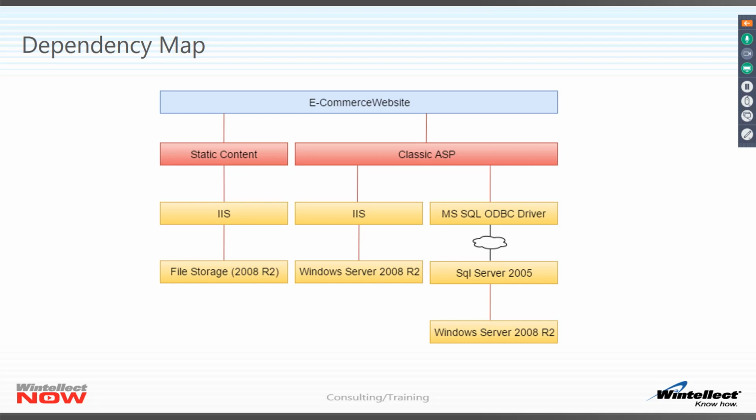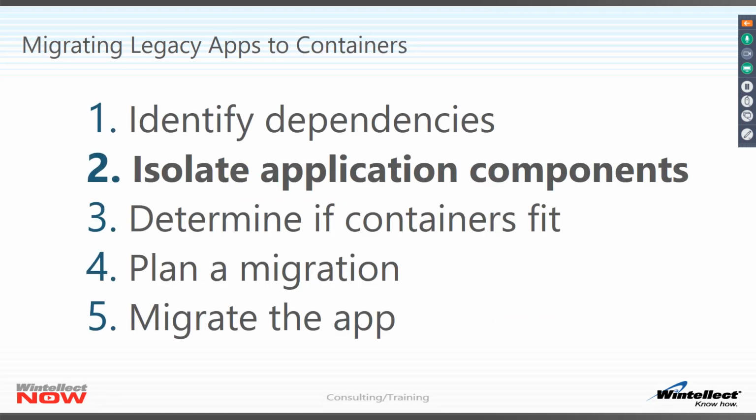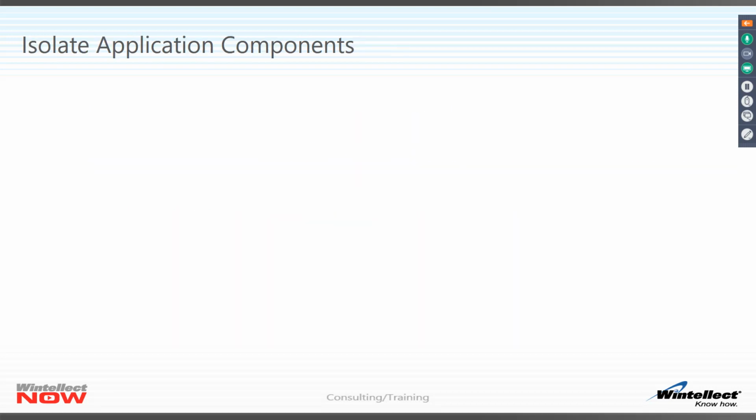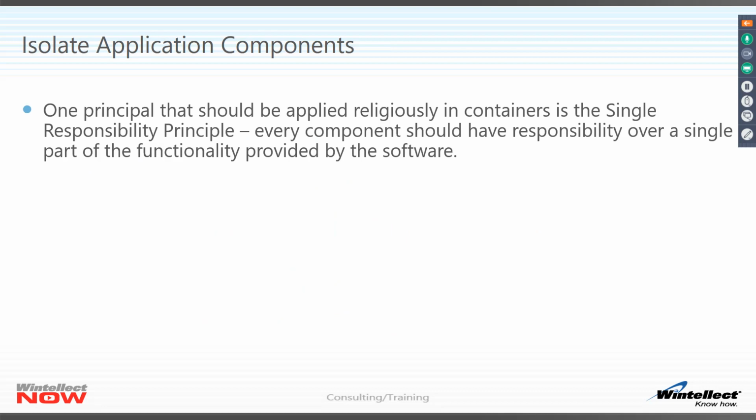So the next step in this process is to isolate application components. So we've already talked about dependencies and we've seen the dependency map. And the reason I want you to see the dependency map is because when we isolate components, what we're really trying to do is figure out what components on that dependency map I can spin off and create something that's a standalone environment for a particular component.